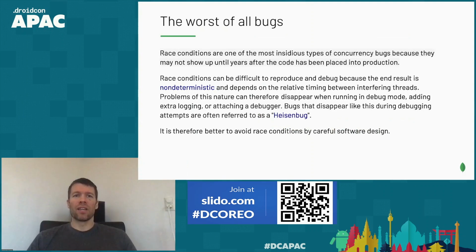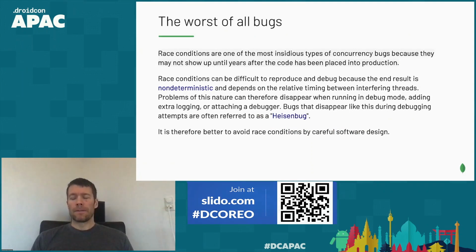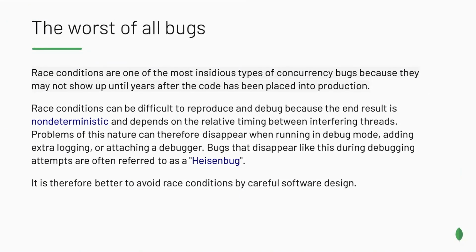That is really the danger of race conditions. I mean, they're called the worst of all bugs, right? And again, the danger is they might not show up until years after the code has been placed in production. And that really, really sucks. They got this name in the computer science community of being Heisenbugs, because they are non-deterministic.